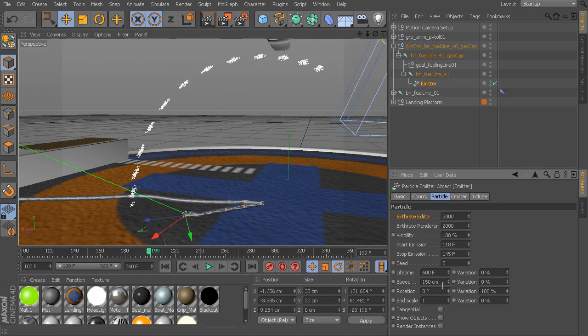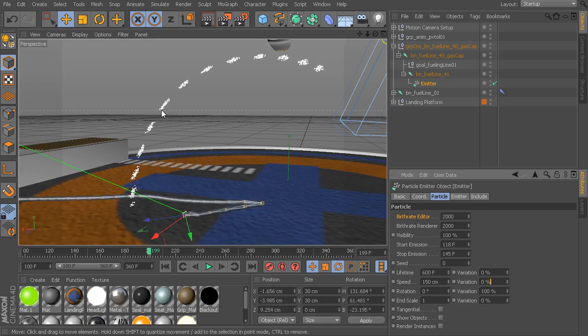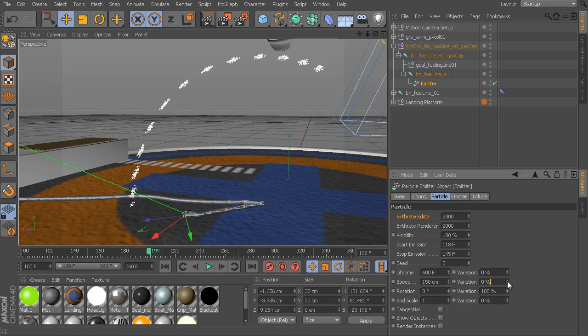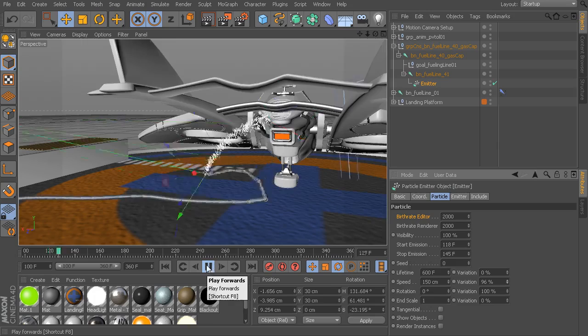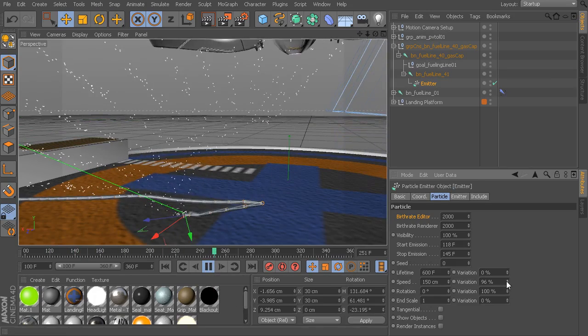Now what we can start to do is begin increasing the variation. Right now you can see that every single one of our particles is moving at the exact same speed. That almost never happens in real life. So what we can start to do is increase this variation. Now our particles should all move at a slightly different speed. You can see that's exactly what we get.